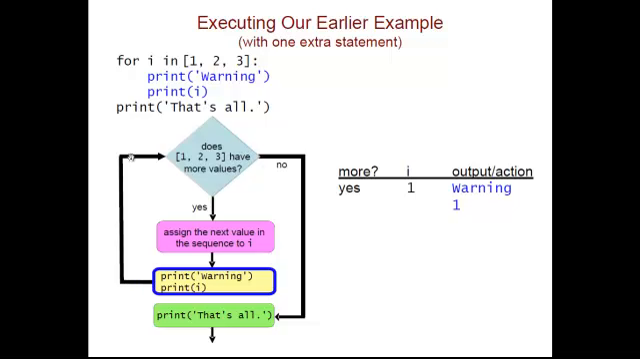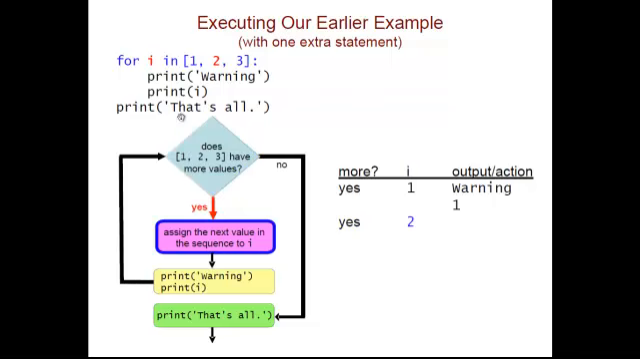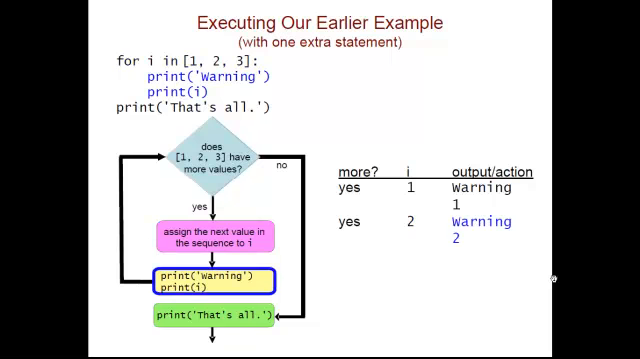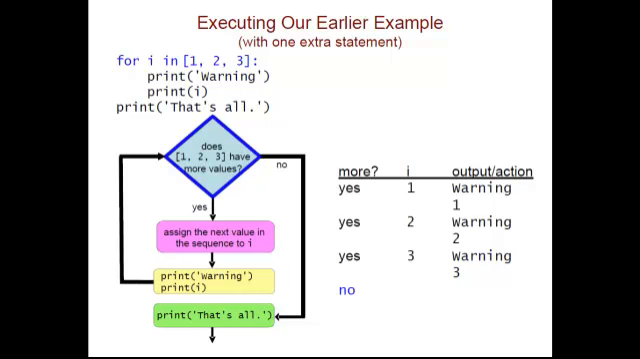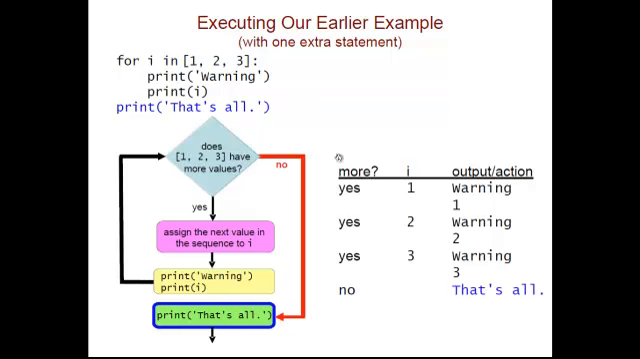We then loop back to the top of the statement and ask, are there any more values in the sequence? There are, so we assign the next value, which is 2, to the loop variable i. I'm putting that in my table. We then execute the body for that value of i, and so we get warning 2. We go back, there's one more value, we assign it to the variable i, so 3 is the new value of i. We then execute the body and get warning 3. We go back one more time and double check, and there are no more values, so we go to the statement that comes after, which in this case is that final print statement, and so it then gets executed.